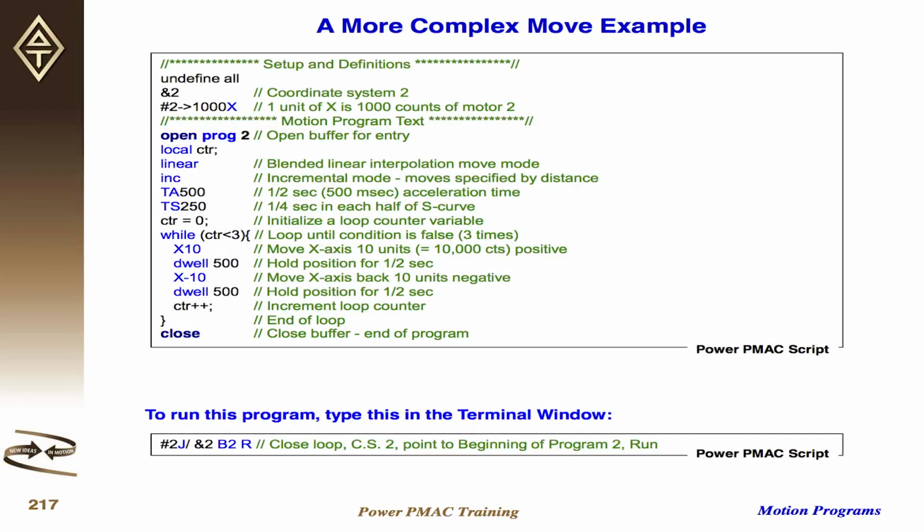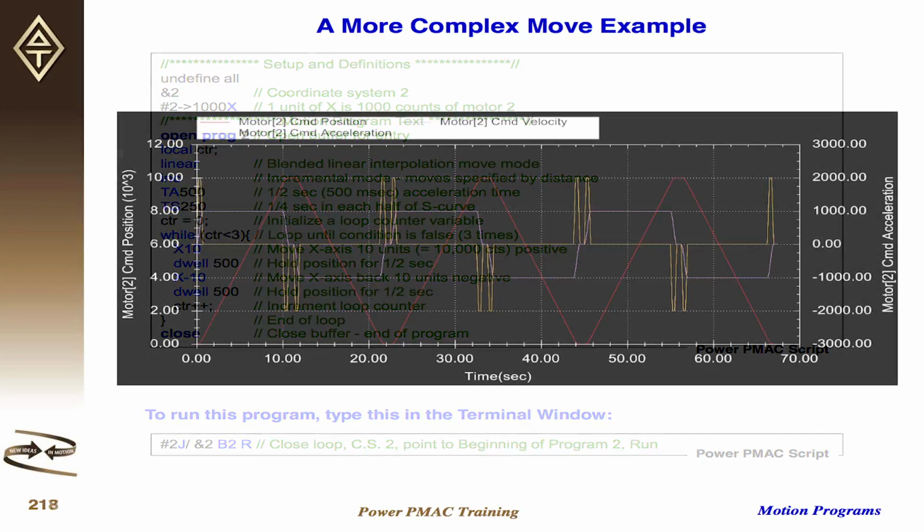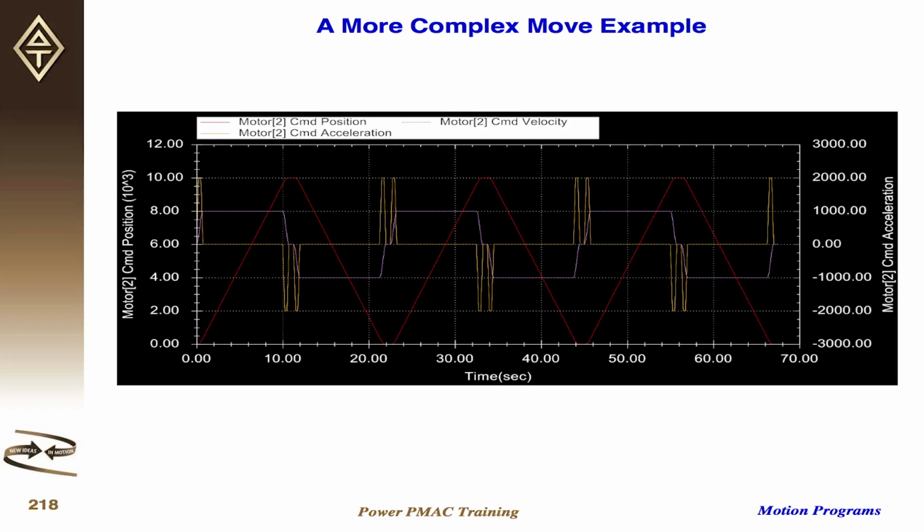Here's a slightly more complex move example. Here we are actually defining a loop counter, local CTR, and we want to iterate over the same move 3 times. So we start by setting CTR equal to 0, and we say while the counter is less than 3, perform this sequence of moves encapsulated in the curly braces. So just move X forward, hold half a second, move X backward, hold half a second, and then we can increment the loop counter with the ++ postfix operator. And then the move will execute 3 times. If you plotted it, you would see, indeed, the axis goes forward and back 3 times.